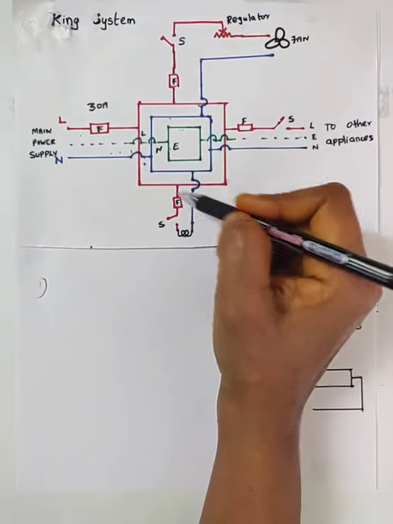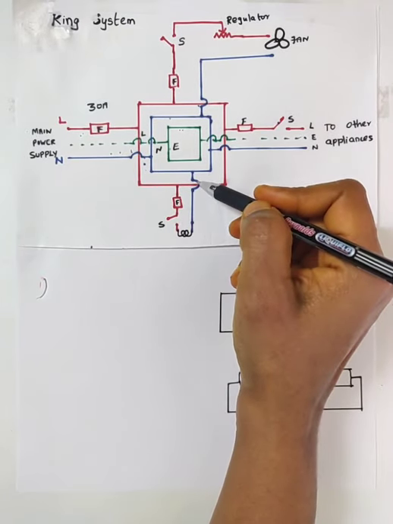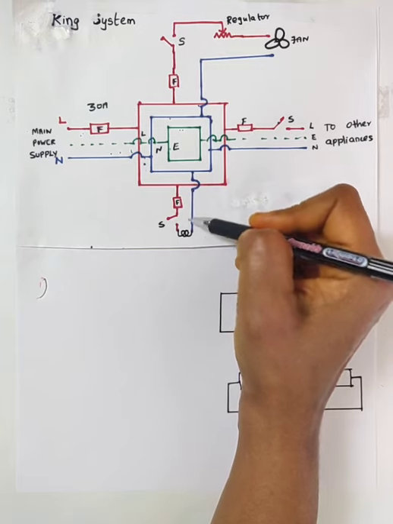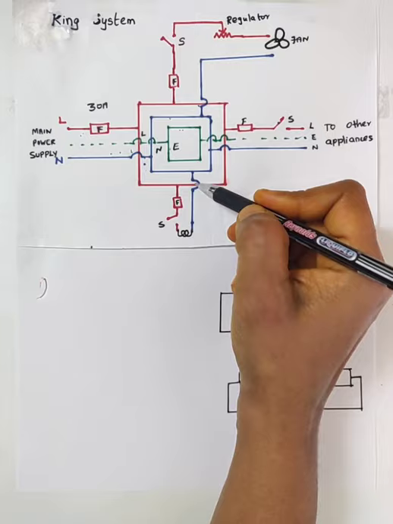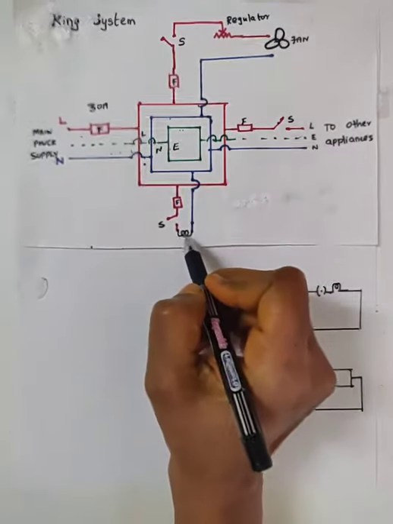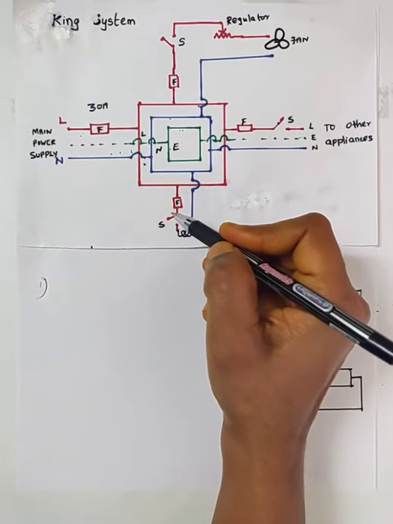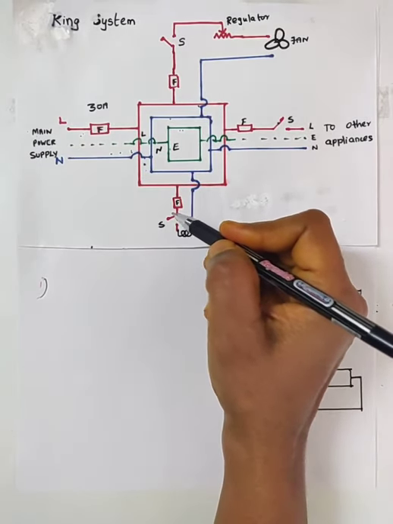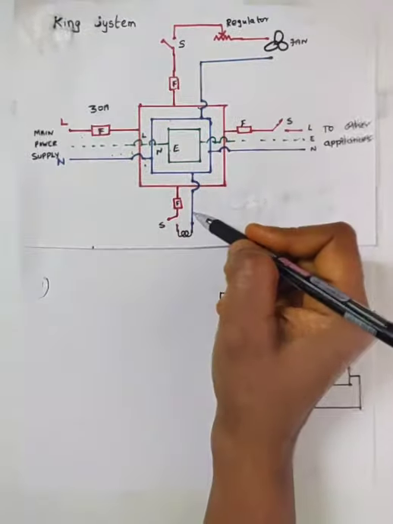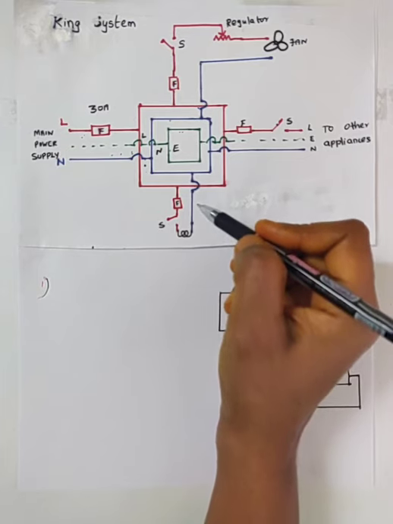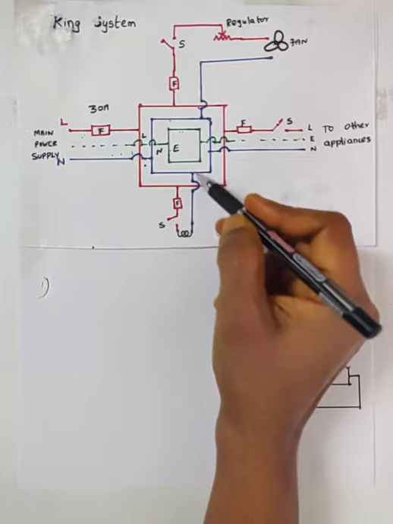So the appliance is connected to the mains through thick cables. That is, whatever is the current rating of the appliance, it will be connected with wires of proper current carrying capacity. And the appliances are connected to the mains through wires of proper current carrying capacity. This reduces the cost of wiring. Suppose the appliance requires a thick cable for its connection.